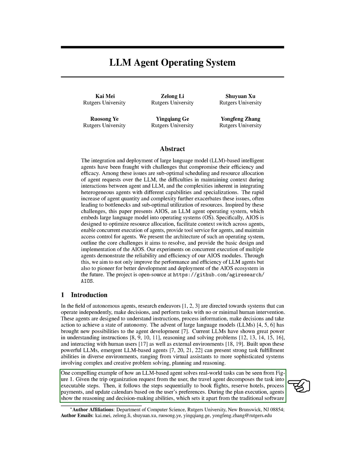A notable example is a travel agent powered by an LLM, as shown in a specific scenario. When a user requests help with trip planning, the travel agent breaks down the task into manageable steps. It then follows these steps sequentially to book flights, reserve accommodations, handle payments, and update schedules based on user preferences. Throughout this process, the agent showcases its reasoning and decision-making skills, distinguishing it from conventional software limited to predefined functions.